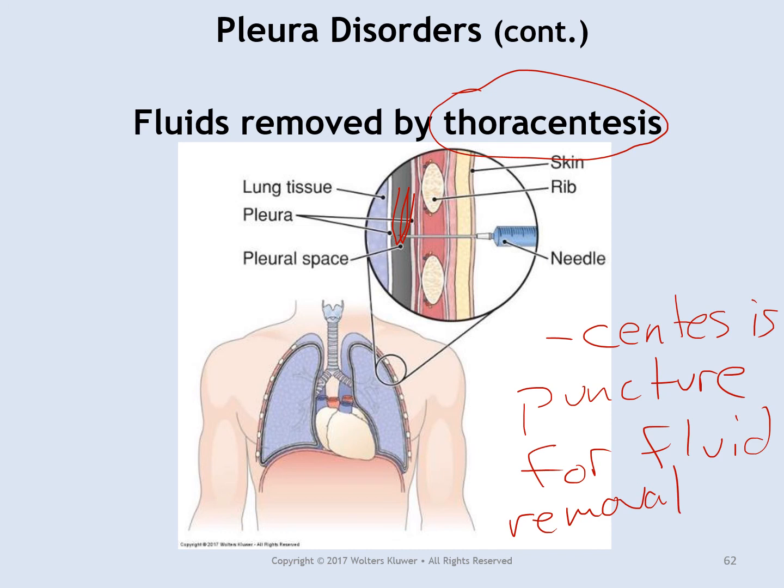In an amniocentesis, you're puncturing the amniotic sac to remove fluid from the amniotic sac. In a thoracentesis, you're puncturing the thoracic cavity to get fluid from the pleura. If you needed to get spinal fluid from your patient to test for maybe meningitis, you would do a lumbocentesis to puncture the lumbar vertebrae and get fluid from around the spine.